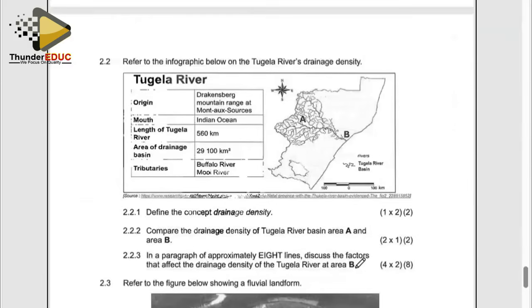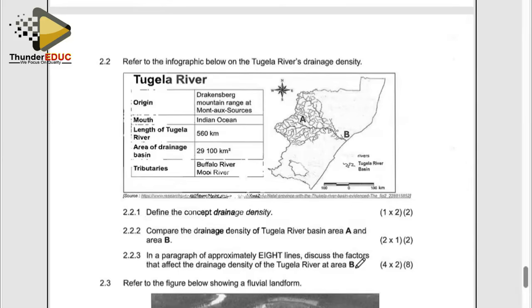The next question is based on an infographic about the Tugela River drainage density. Right, it talks about the origin over the Drakensberg, the mouth in the Indian Ocean, the length, which is about 560 kilometers, and the area of the drainage basin, which is around 29,100 square kilometers, and the major tributaries, the Buffalo River and Moi River. Right, that is the infographic that we have for the Tugela or Utukela River. Define the concept drainage density.